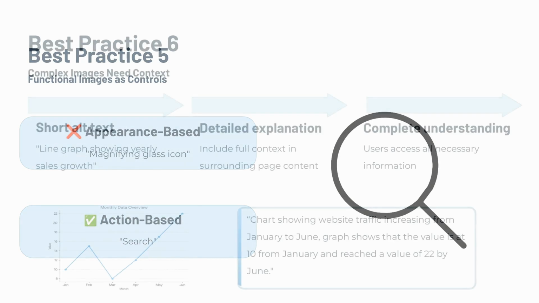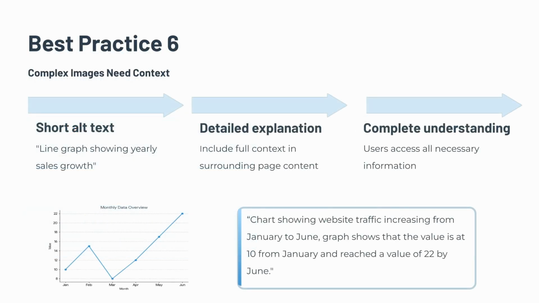For more complex images, such as charts, diagrams, or infographics, a short alt text alone may not be enough. In these cases, you can provide a brief alt text like "line graph showing yearly sales growth," and then include a more detailed explanation in the surrounding page content so that users can fully understand the information being presented.